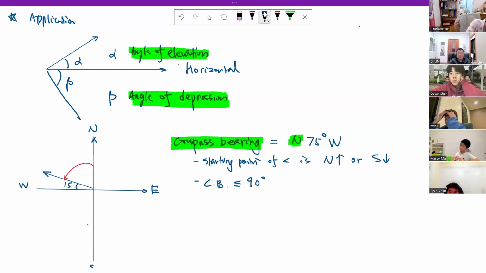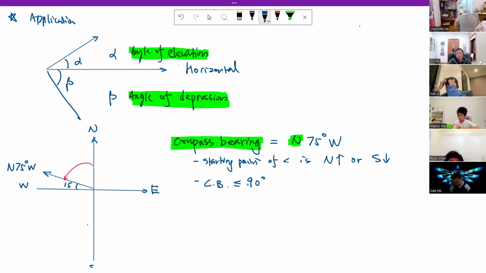So that's done. Now for the same thing, we call that N75W. But for the same thing, what is the true bearing?